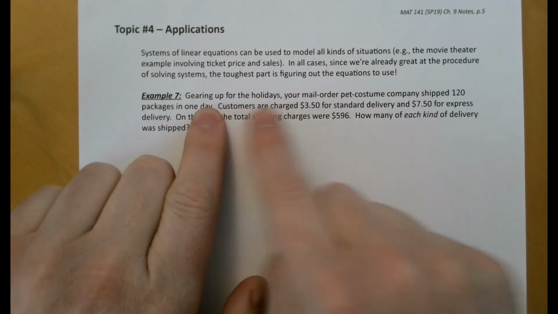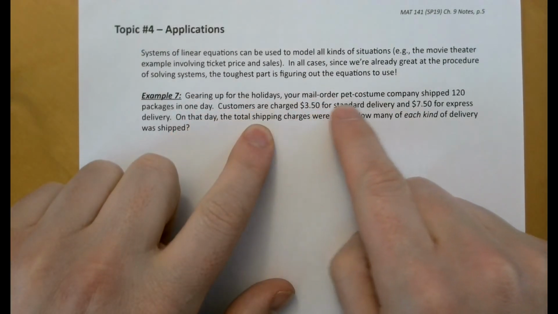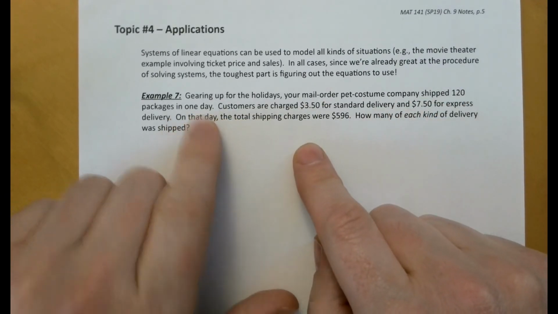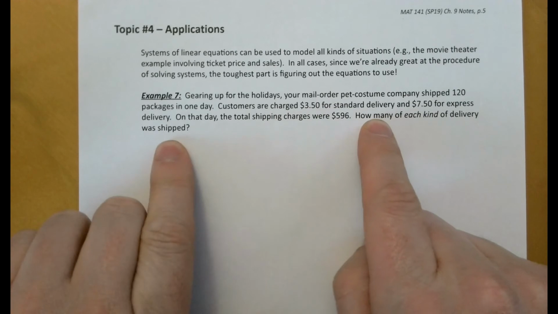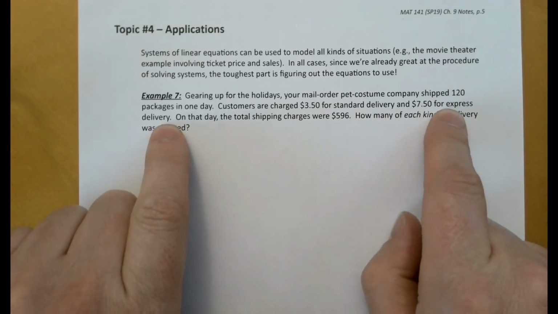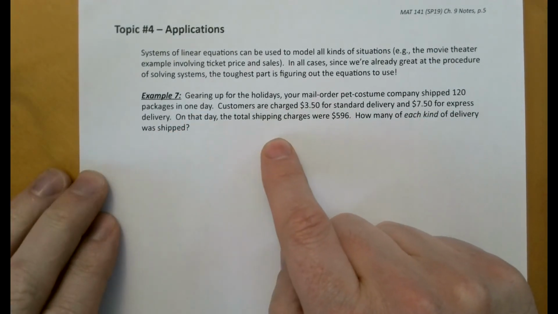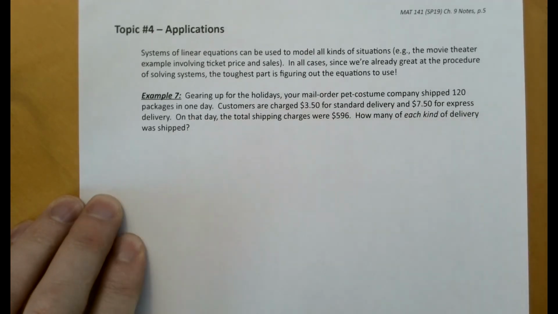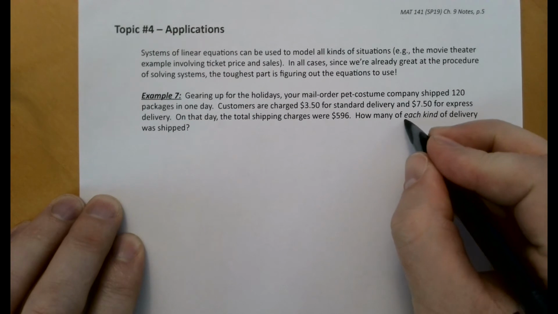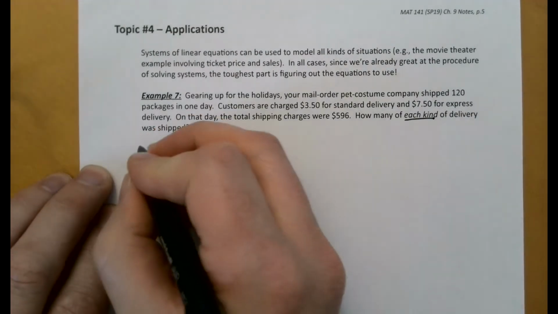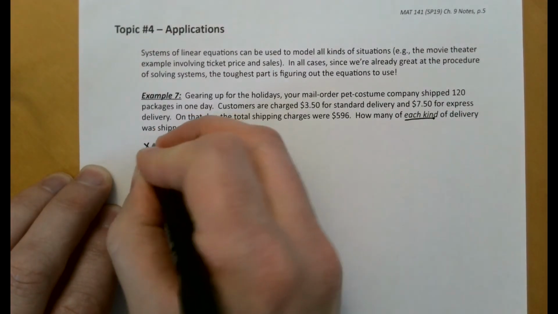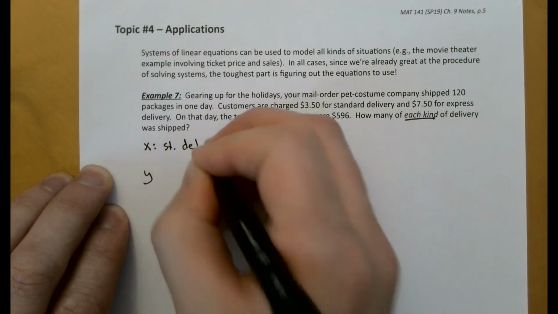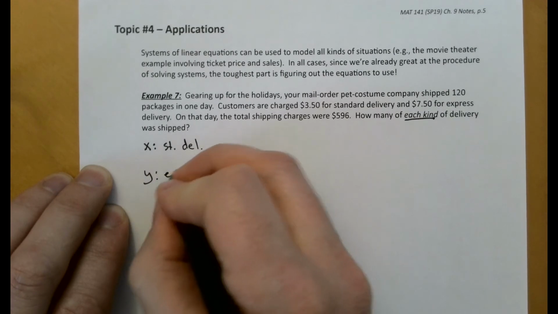So here we're gearing up for the holidays. You've got your mail order pet costume company. Oh boy, they ship 120 packages in one day. We charge $3.50 for standard delivery and $7.50 for express delivery. Ooh, that's cheap. On that day, the total shipping charges were $596. How many of each kind of delivery was shipped? Notice what we're trying to find: type of delivery. So let's define two variables. X is going to be standard delivery, and Y is going to be express.